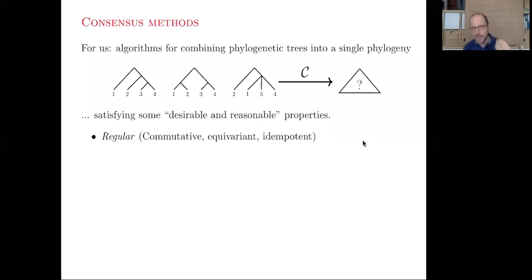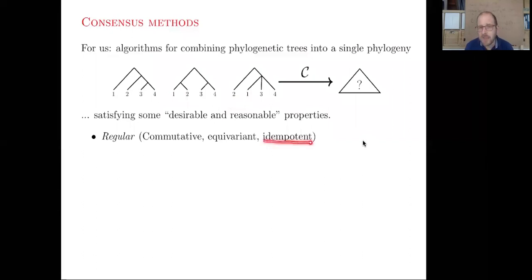First of all, some basic regularity properties. Of course, if I change the order of the input, the result shouldn't change, right? We expect that. Then if I change the names of the species, so to speak, if I change the labels everywhere, I should be able to just change the label of the result and nothing changes.